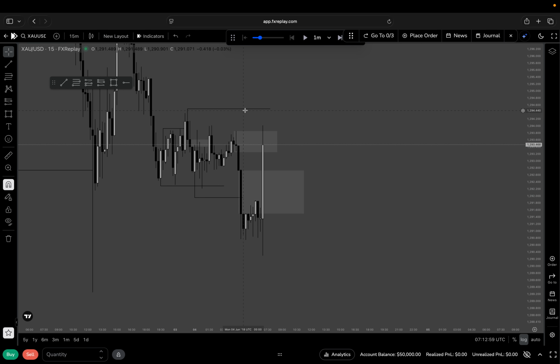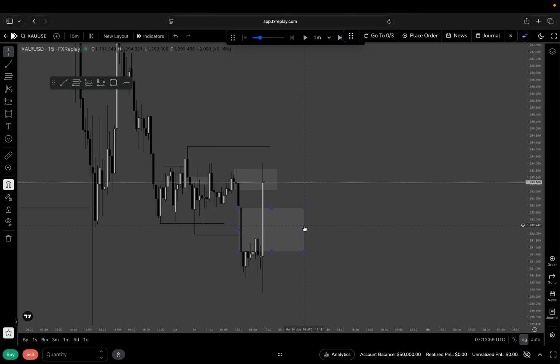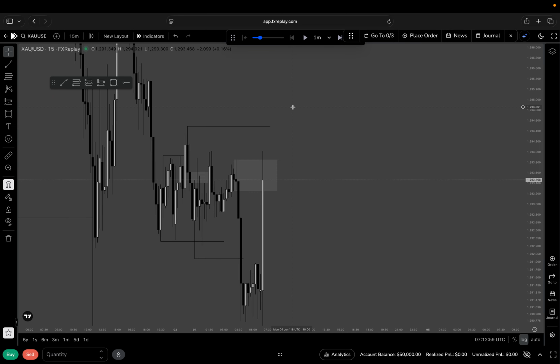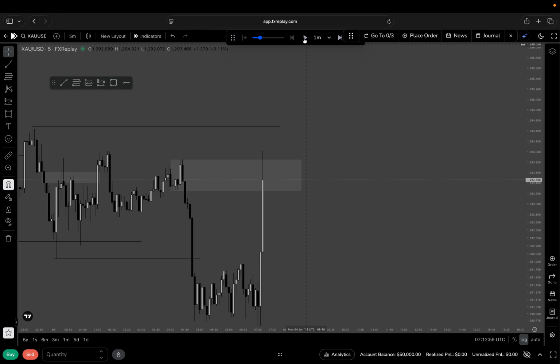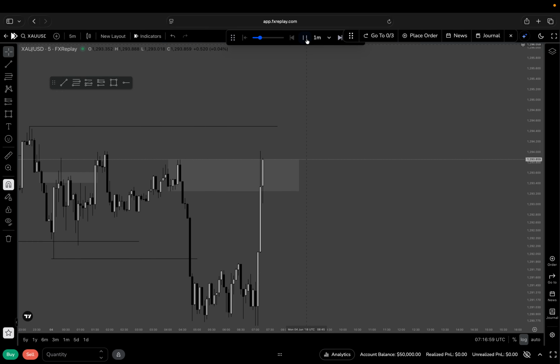So now in the 15-minute, we have hit this order block here. And we are now within premium to go short. Let's see how we react on the 5-minute. See if we get a nice close.